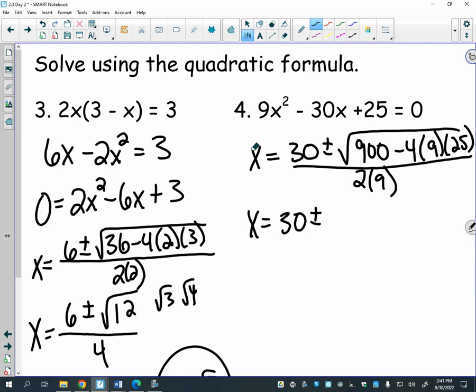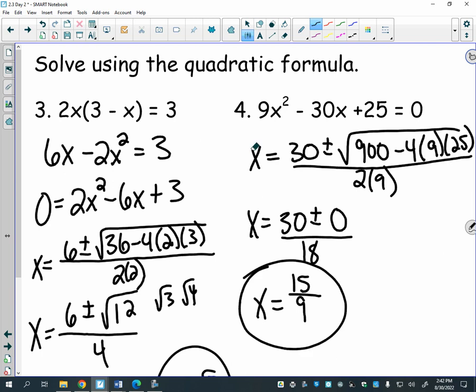Now, if I type that in my calculator, minus 4 times 9 times 25, oh my gosh, I get 0 here. So this is an example where the discriminant is 0. So my answer is just 30 over 18. Or if I simplify that, divided by 2, 15 over 9. And I just get that one answer when I graph that.